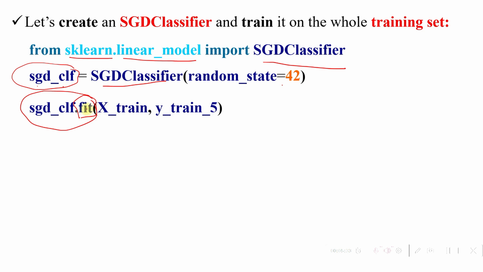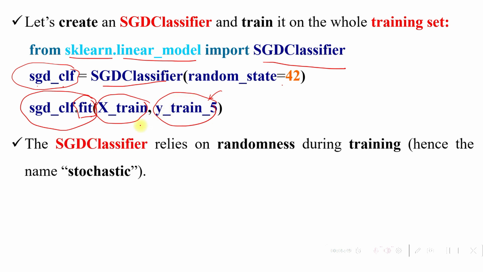That means our model, the stochastic gradient classifier, is trained on the x_train data and y_train_5. That means only the class label equal to 5 is used to train our model. The stochastic gradient classifier relies on randomness during training on the data set, hence it is called stochastic.